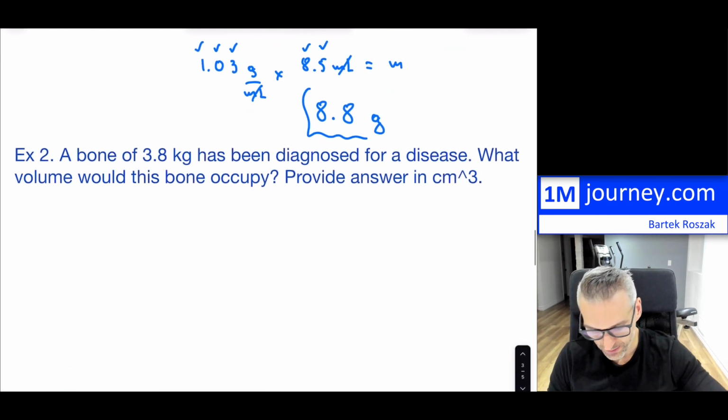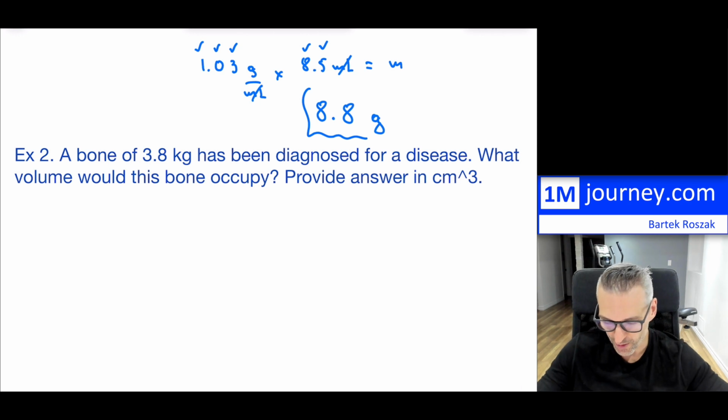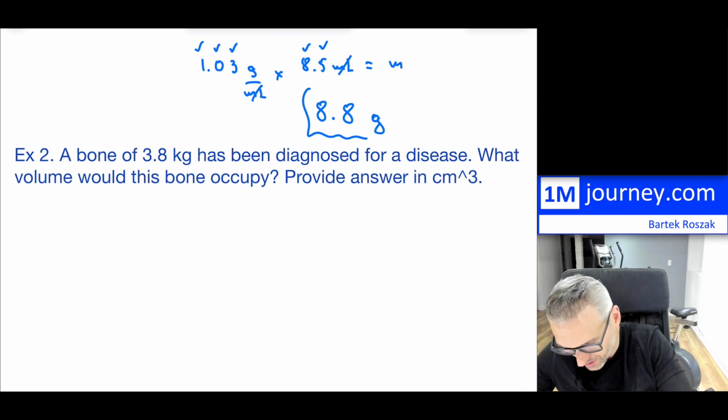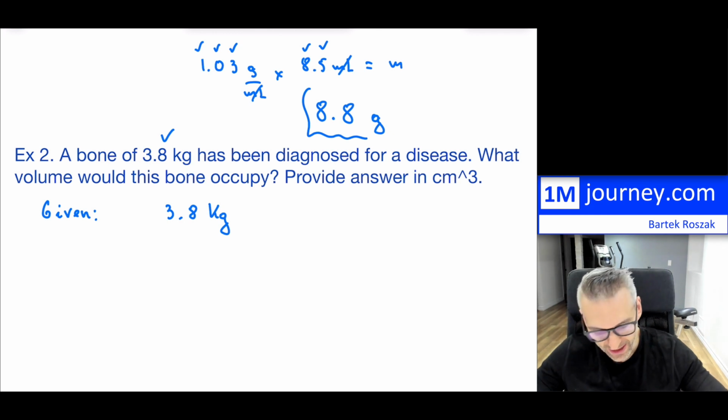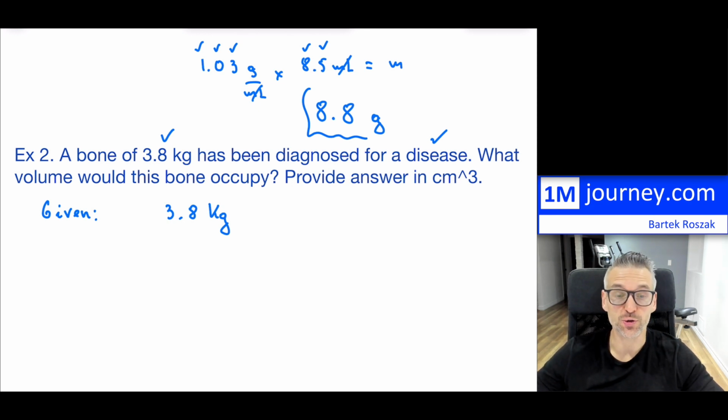Here's another example. Now this one is with a bone, and this particular bone, so what do we have given? So notice 3.8 kilograms. So that's the unit that we have, and it has been diagnosed for possibly some disease. So what volume would this bone occupy? And then provide your answer in centimeters cubed.